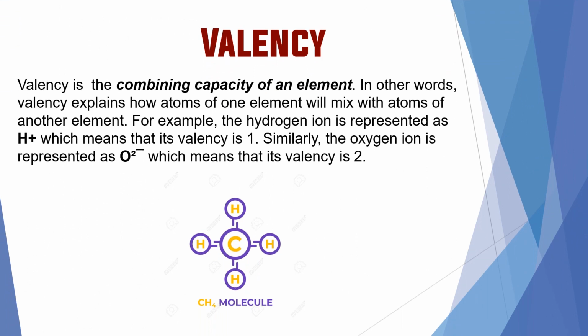Now we see what is valency. For writing a chemical formula, first we know the symbols of the elements, and second we should know the valency. And what is valency? Valency is the combining capacity of an element. The atoms of elements combine to form compounds, and they do that for getting stability. So valency is the combining capacity of an element.